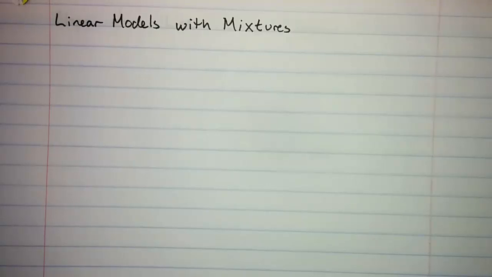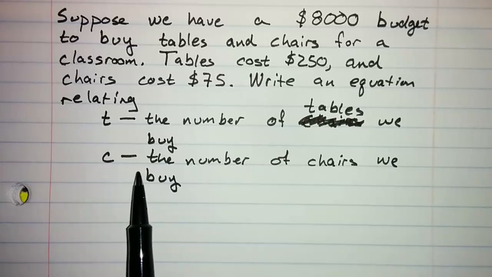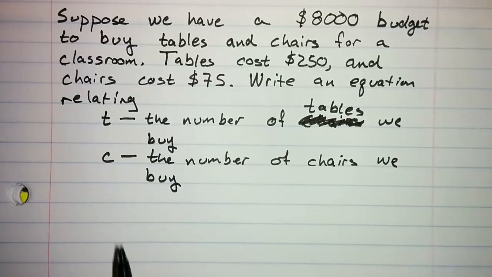The other big place that we find linear models is when we're mixing things and we know how we want the final mixture to turn out. So I'm just going to give you an example of a mixture. Suppose we have an $8,000 budget to buy tables and chairs for a classroom. Tables cost $250 and chairs cost $75. We're going to write an equation relating T, the number of tables we buy, to C, the number of chairs we buy.